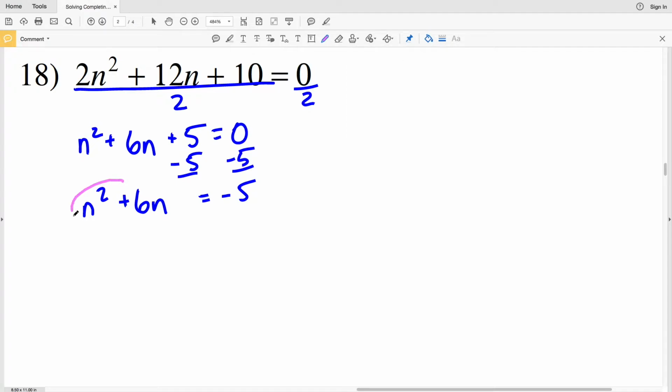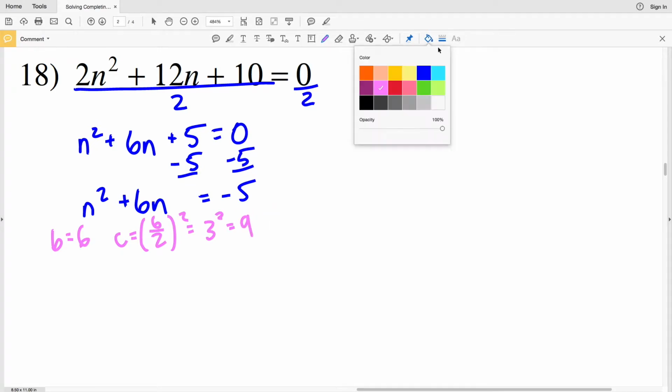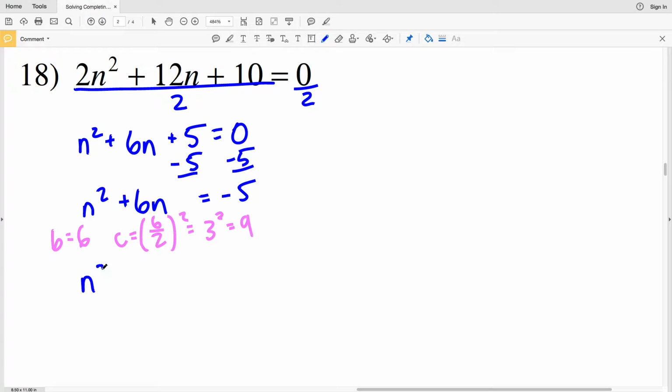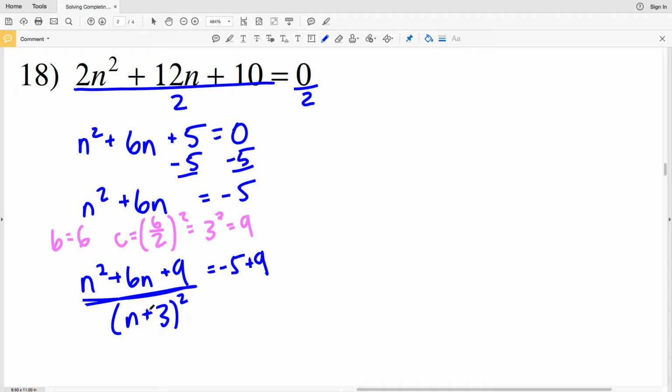Now I'll be able to complete my square on the left-hand side of my equation, since I have just my ax squared term and my bx term. So if my b value is a positive 6, my c value is going to equal 6 over 2 squared, which is 3 squared, which equals 9. So I'm going to be adding 9 to both sides of my equation. N squared plus 6n plus 9 equals negative 5 plus 9. So I'll rewrite n squared plus 6n plus 9 as n plus 3 squared. That's a plus b squared, because a squared plus 2ab plus b squared, that's the form of n squared plus 6n plus 9. And that's equal to negative 5 plus 9, which is a positive 4.